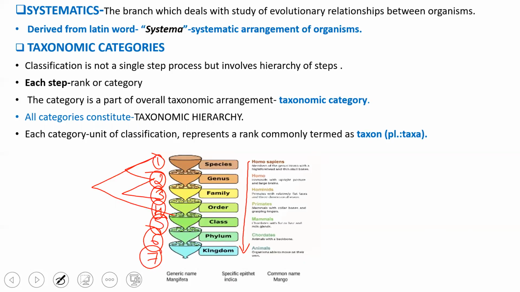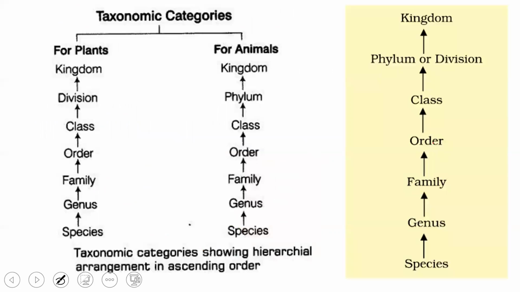Now we'll understand one by one what is species, what is genus, what is family, what is order, class, phylum or division, and later the kingdom, with some examples. And the plural of taxon is taxa. Yes. So very simple, you need to remember just a formula called KPC of GS.